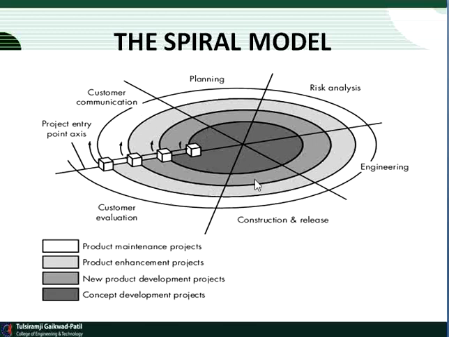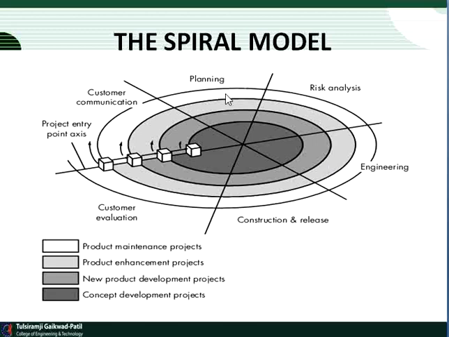As you can see, there are a number of loops. This diagrammatic representation looks like a spiral with many loops. This is the combination of the idea of iterative development with the systematic control aspects of the waterfall model. So we can say the spiral model is a combination of the iterative development process model and the sequential linear development model.